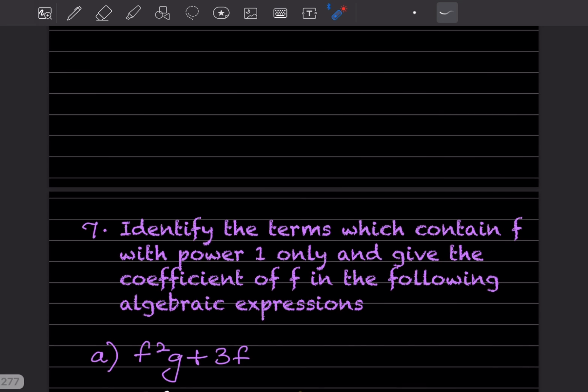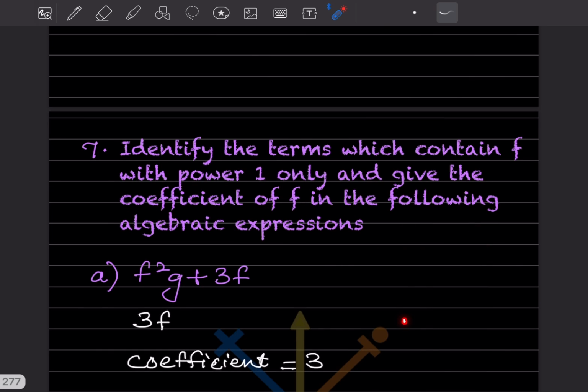Identify the terms which contain f with power 1 only and give the coefficient of f in the following. Wherever f is written single, the power is always 1, because a raised to 1 is always a. If you write the number 3, that means 3 raised to 1, and 3 raised to 1 is always 3.